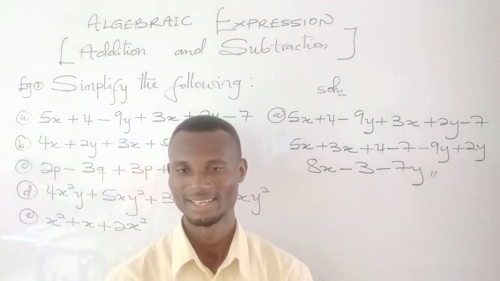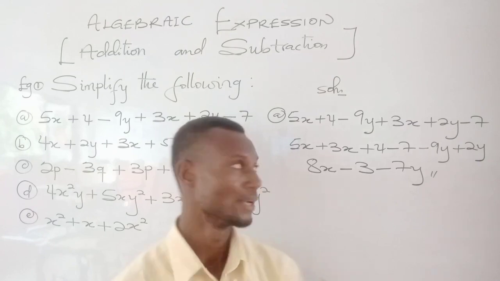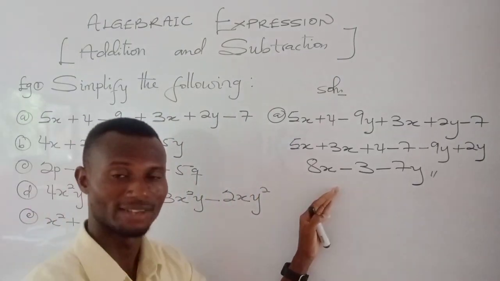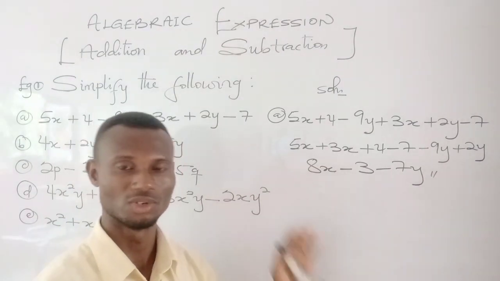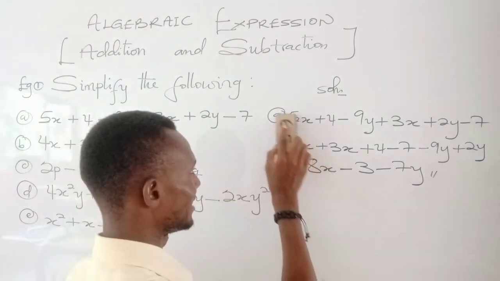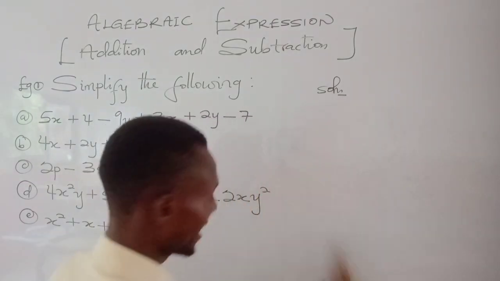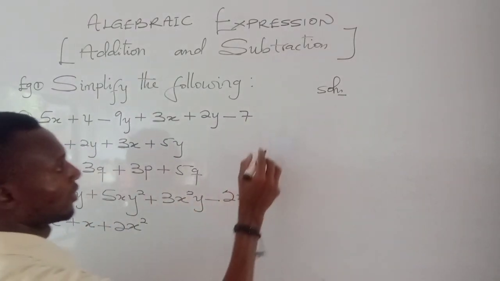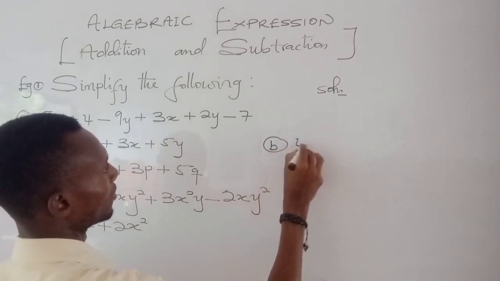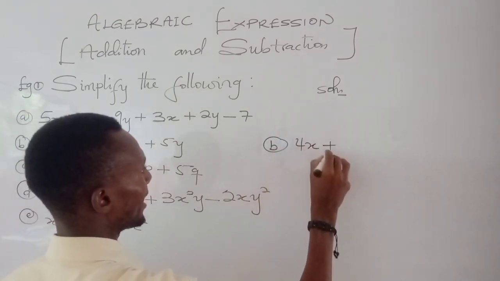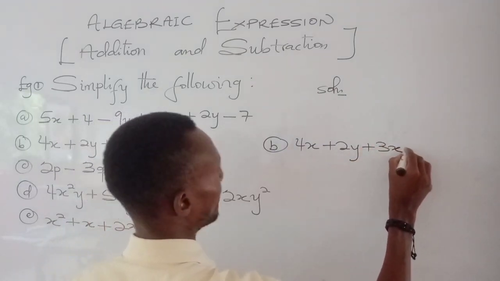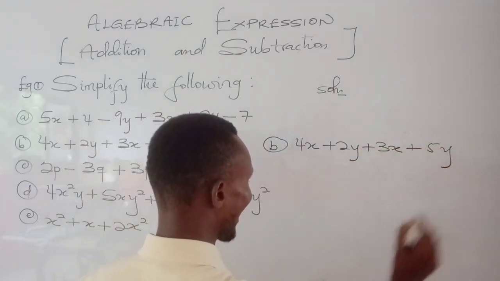Now let's go ahead and handle the B also, the example B. So I'm going to clean this from here so that we can have enough space to do the example B. I hope you understand. So let me clean this and let's tackle the B as well. Okay, so the example B, I have 4s plus 2y plus 3s plus 5y.